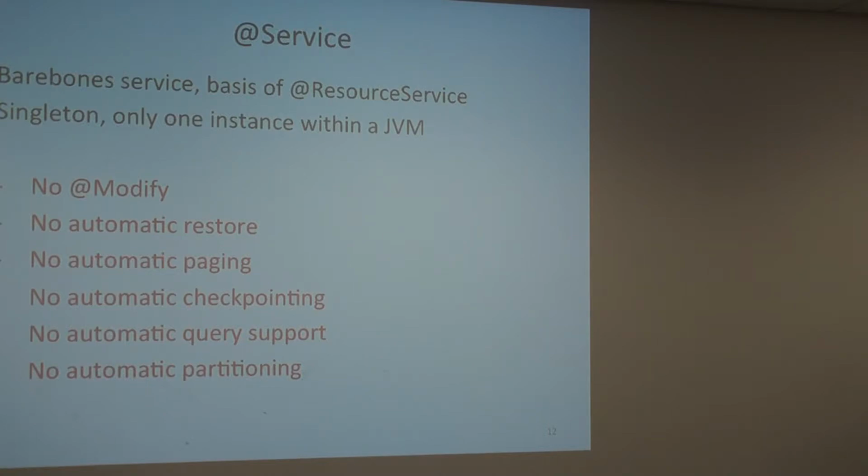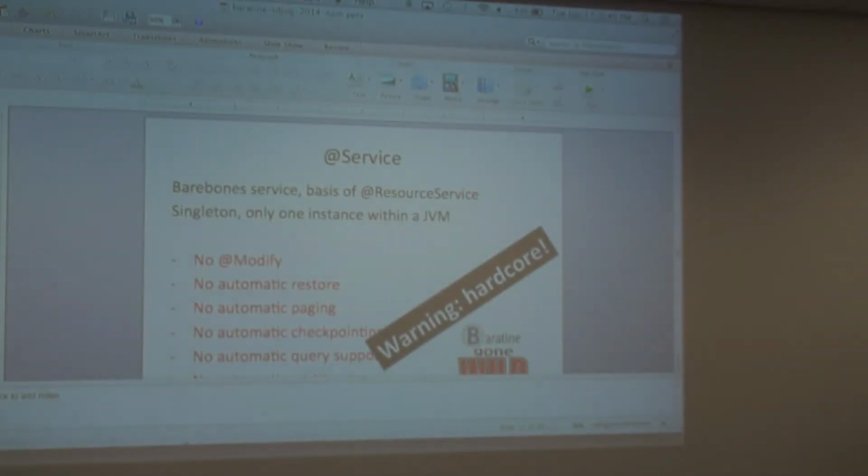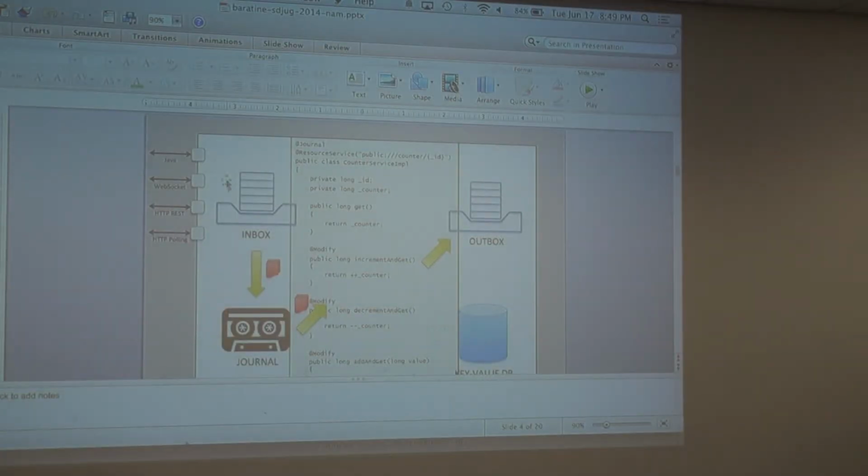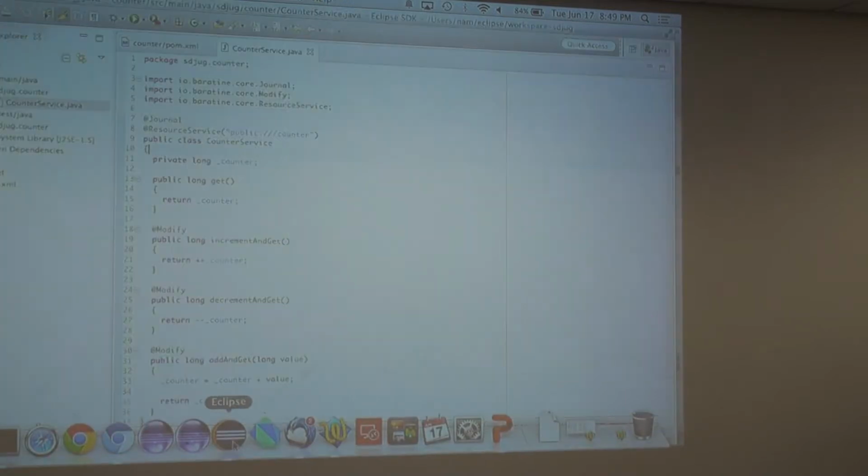We have another type of service, a bare bones service that is the basis of the resource service that we just implemented, the counter, and it's a singleton. There's only one instance within a JVM. A resource service, you can have multiple instances, so let's demonstrate how you take advantage of multiple cores. Let's go back to our code.